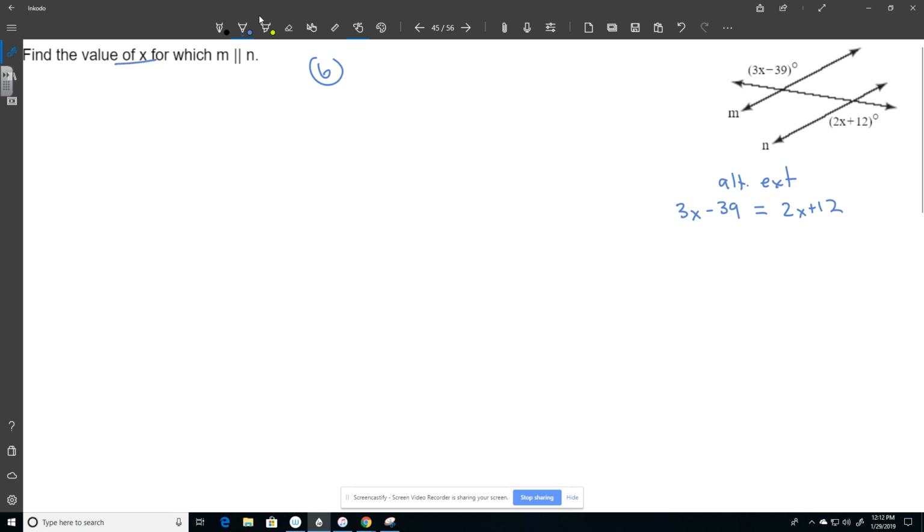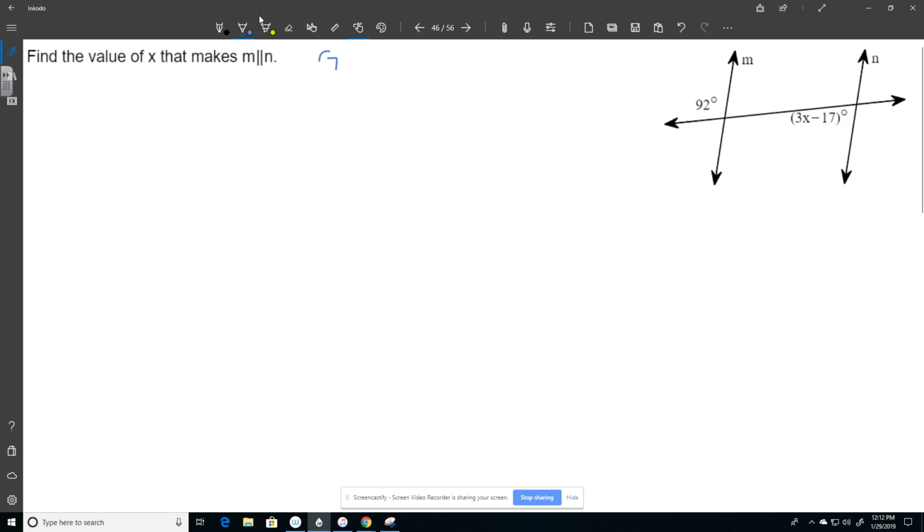Now I just need to find x. So let's add 39 to both sides. So 3x equals 2x plus 51. And if I minus 2x from both sides, x equals 51. And that's what it wanted. Find the value of x. So I'm done. Number 7.